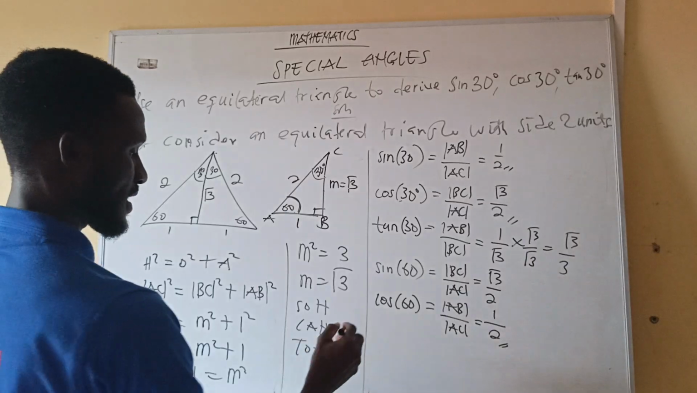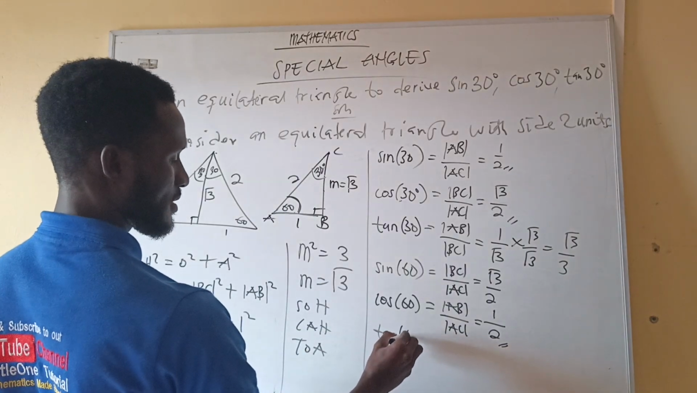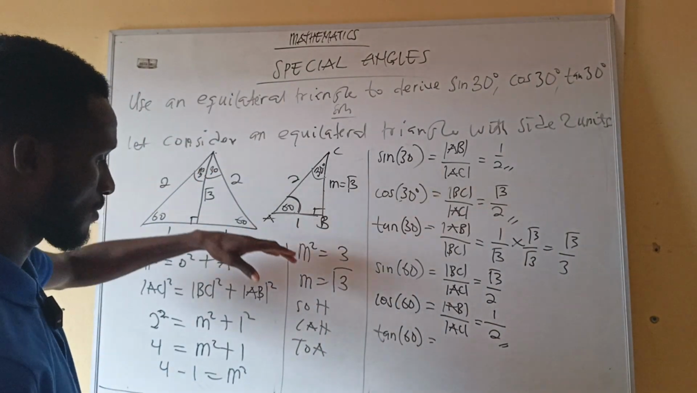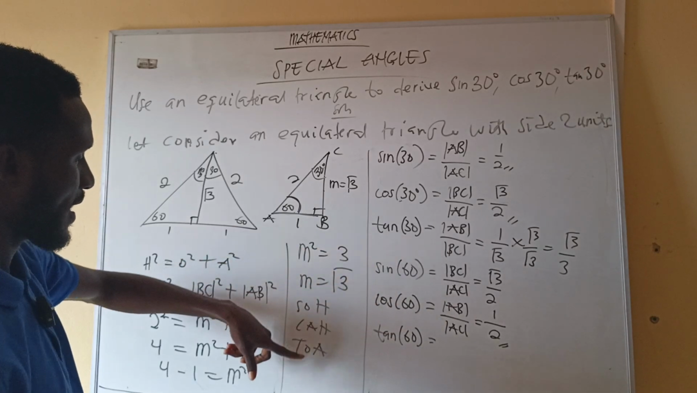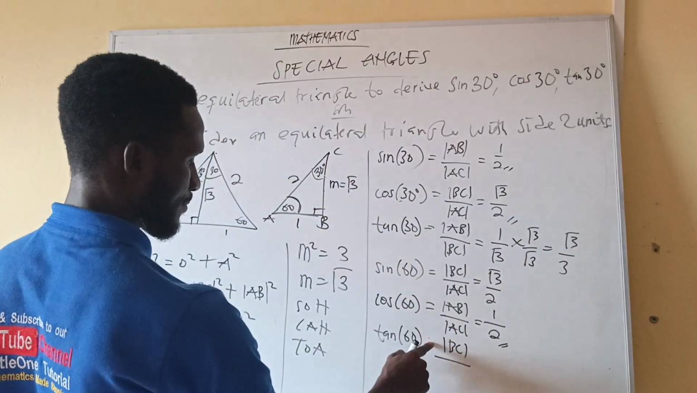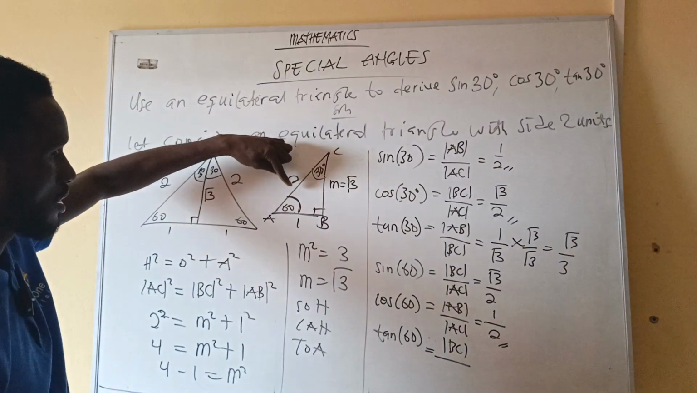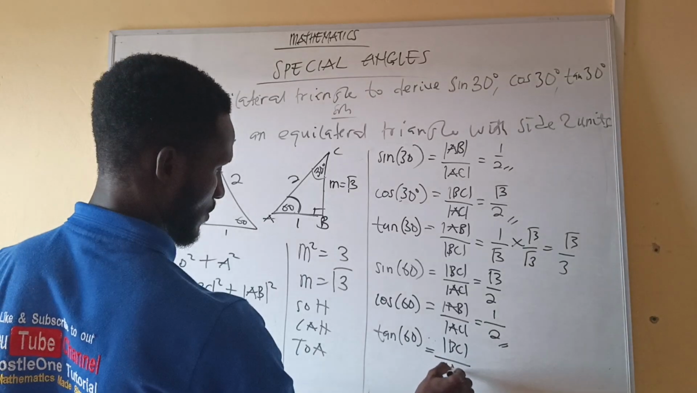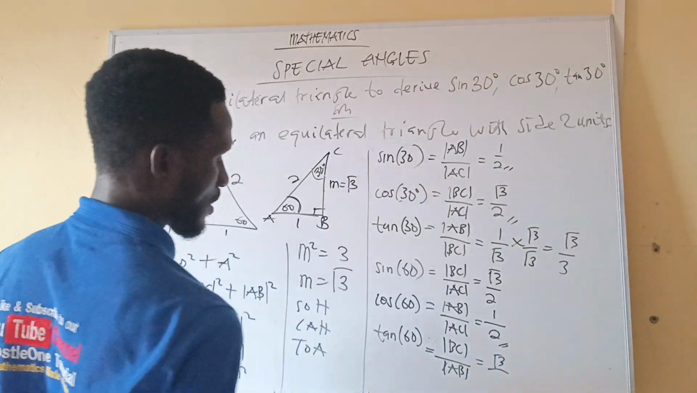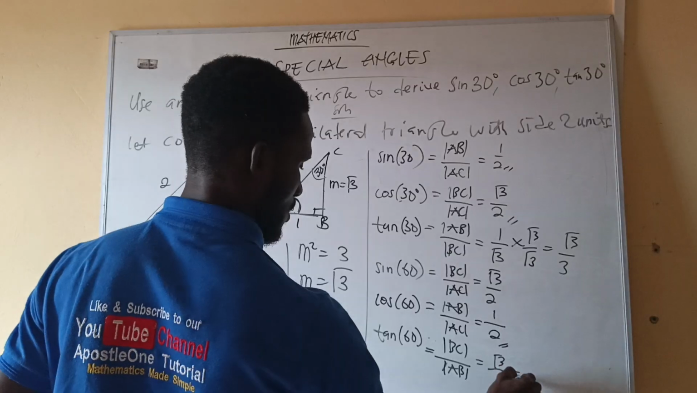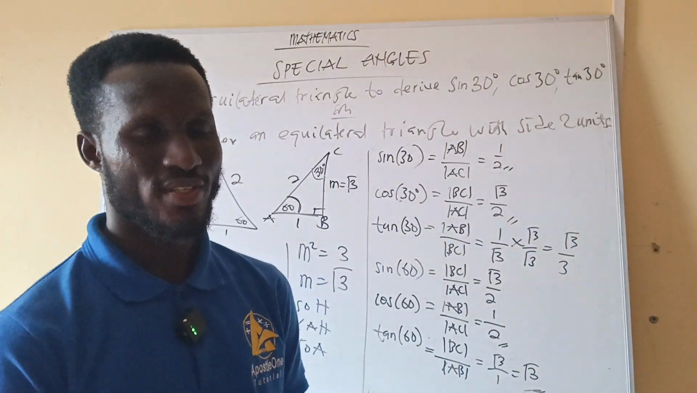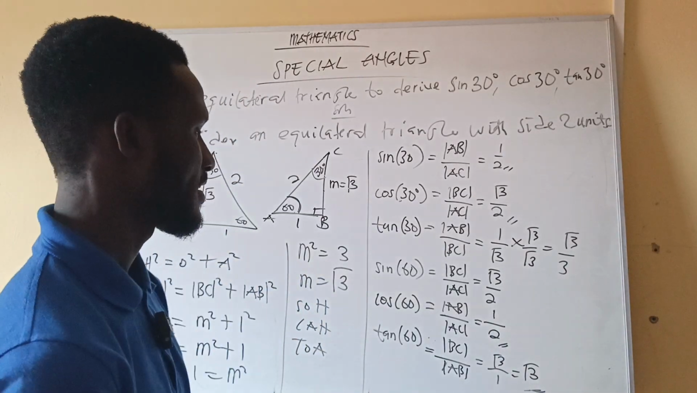Yeah. Now, let's look at the last one, tan 60. What is tan 60? Tan is TOA, that is opposite. Opposite is BC over adjacent. Adjacent is AB. Now BC is root 3, and AB is 1. So it means that tan 60 is equal to root 3. This is so simple. I hope this one is very simple for you, right? Yes, this is very, very simple.